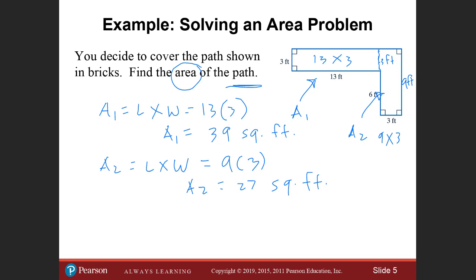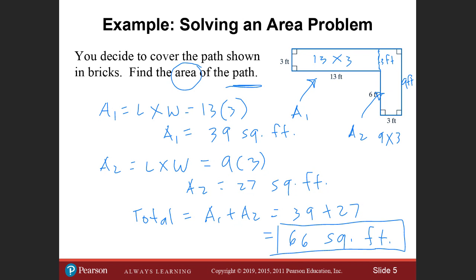Then the total area, which is our answer, is equal to area 1 plus area 2. So that would be 39 plus 27, and the answer is 66 square feet. That would be our final answer. So that's the area of the path.